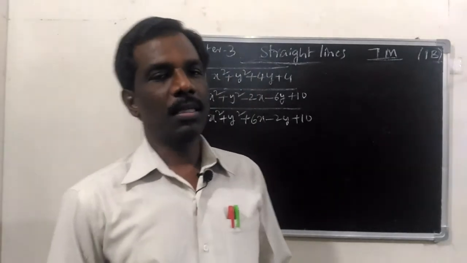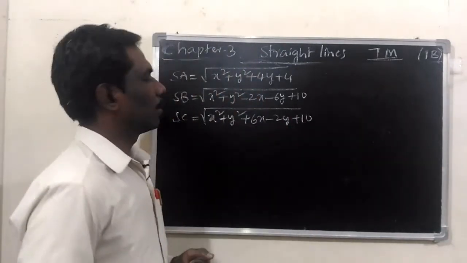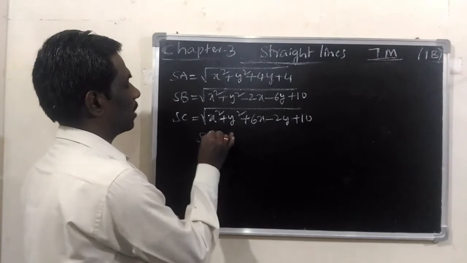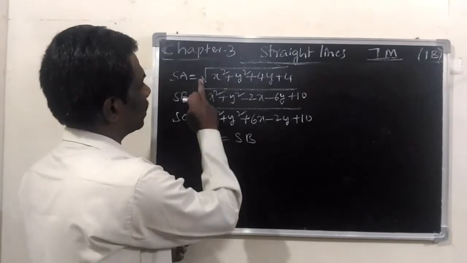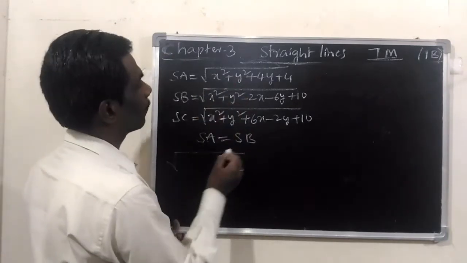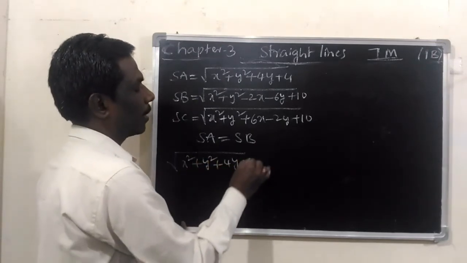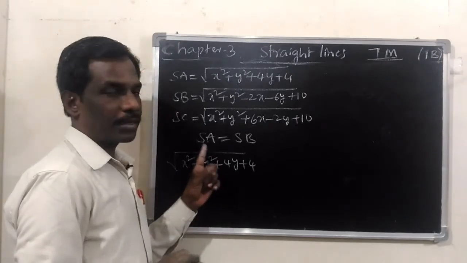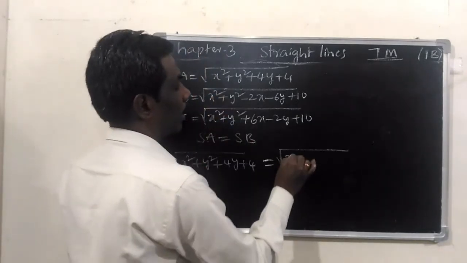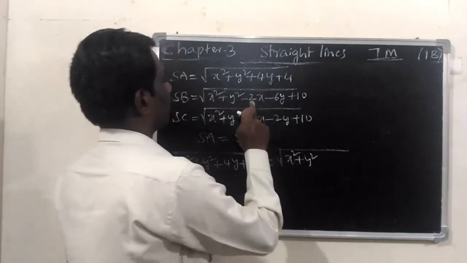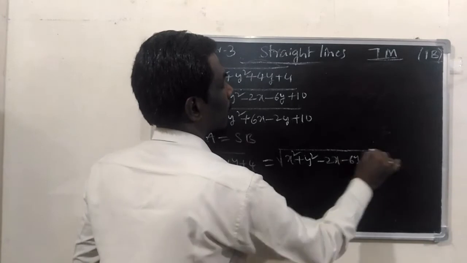After we find the distance between SA, SB and SC, we want to equate SA is equal to SB. So what is SA? The distance is under root of x square plus y square plus 4y plus 4. This is the distance of SA, which is equal to the distance of SB. What is SB? x square plus y square minus 2x minus 6y plus 10.